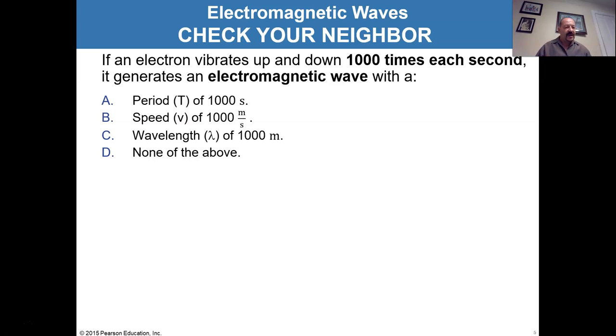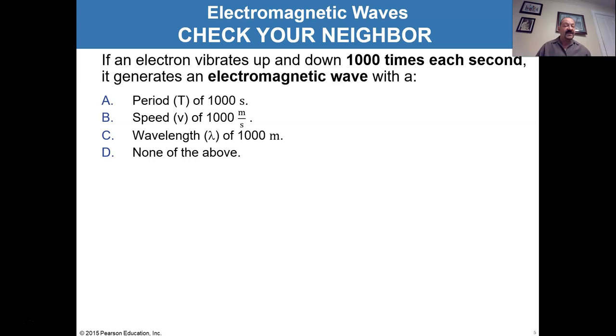So if you want the period of a wave that has a frequency of 1,000, the period is always 1 divided by the frequency. So 1 divided by 1,000 would be 1,000th, or 0.001 seconds. So A can't be right. That amount is the amount for the frequency, but it's not the amount for the period.